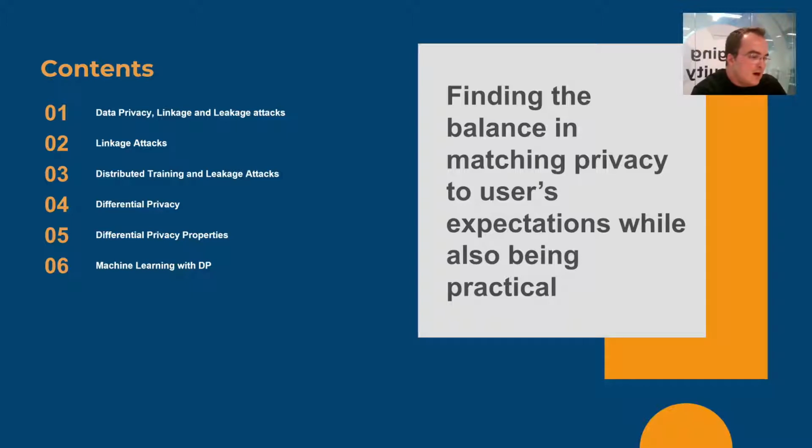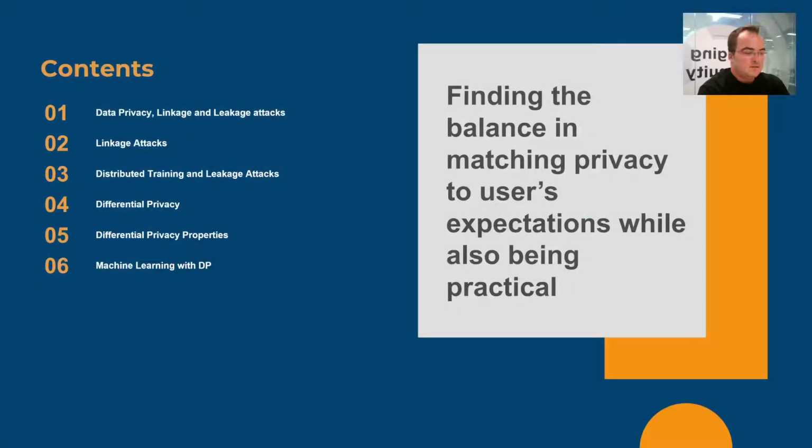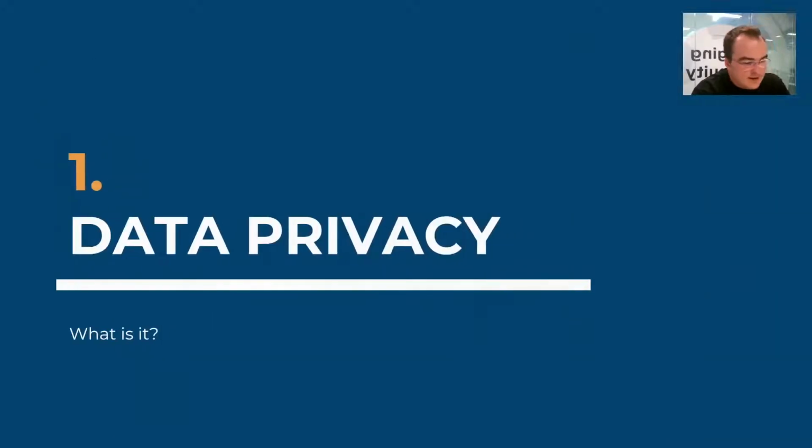I will try to talk about the general consensus on what data privacy is. Then we'll jump on to some linkage attacks as well as leakage, so distributed training and leakage attacks. Differential privacy itself as a definition, some of its properties, and then we'll finish up with some machine learning with DP.